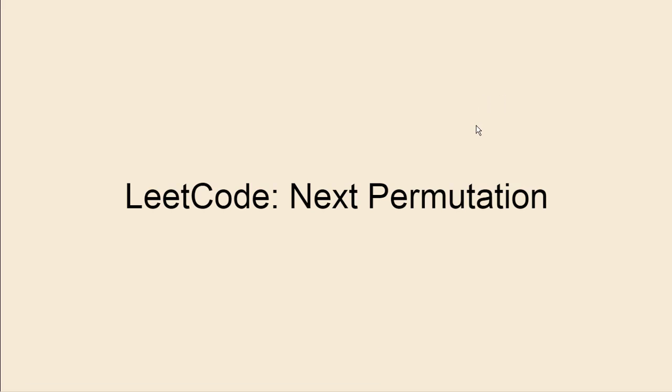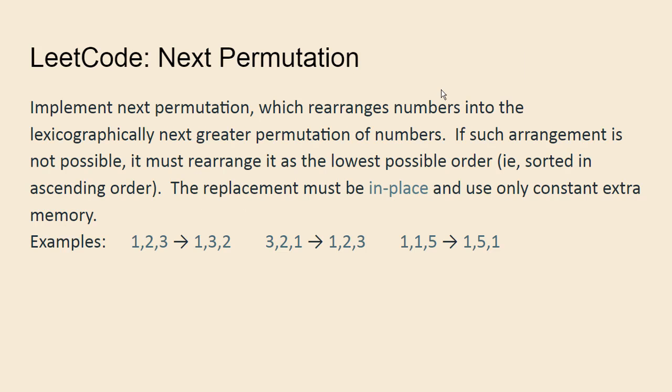The next example problem is the next permutation problem. So given the permutation of a multi-set of numbers, so in this particular problem, we could have the same number appearing multiple times. Given these numbers and the permutation of them, we are asked to compute the next permutation, which is based on the lexicographical order.